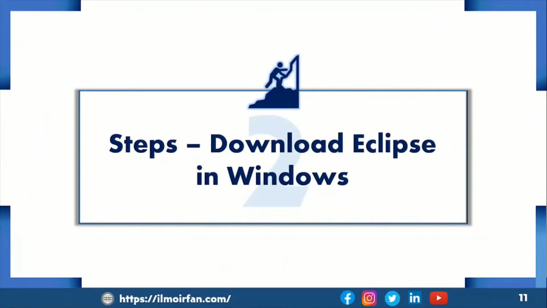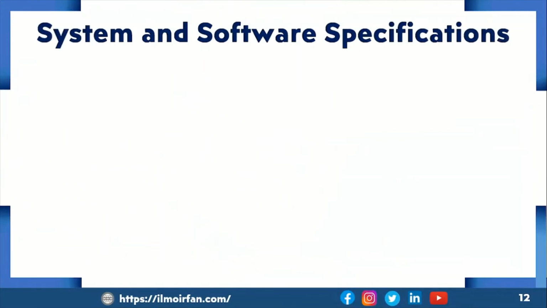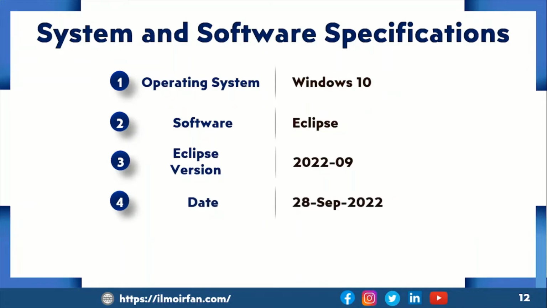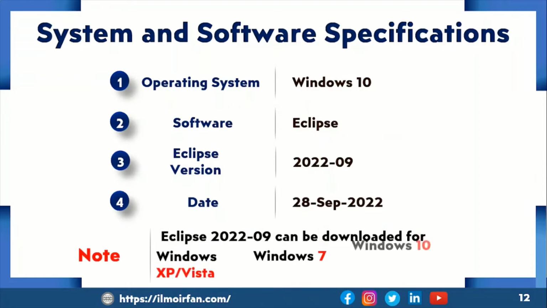Steps to download Eclipse in Windows. System and software specifications to download the latest version of Eclipse in Windows operating system are as follows. Operating system is Windows 10. Software is Eclipse. The version of Eclipse is 2022-09. It was downloaded on 28 September 2022. Note that Eclipse 2022-09 can be downloaded for Windows XP, Windows Vista, Windows 7, Windows 10 and Windows 11.